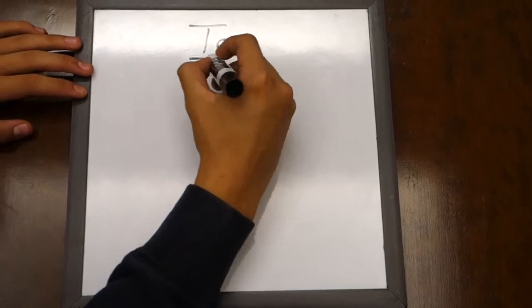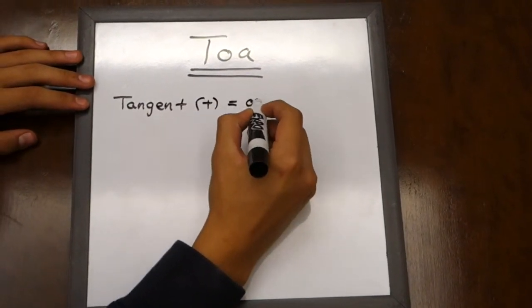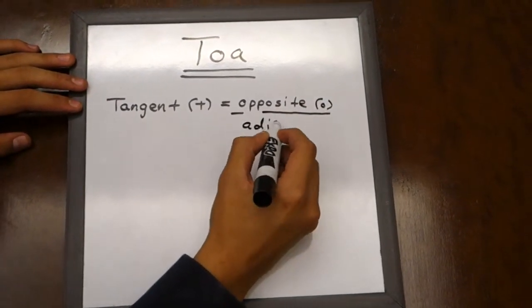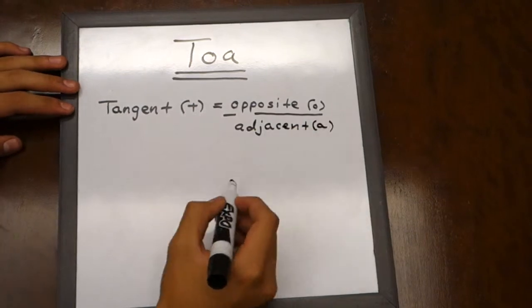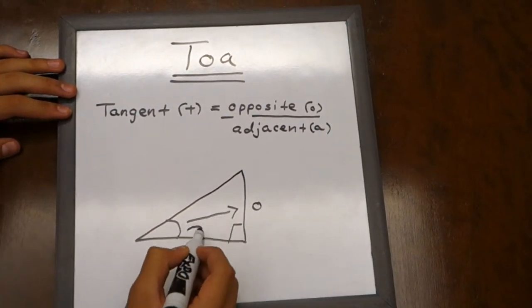The last one is TOA. The T stands for tangent, which is equal to O, the opposite, divided by A, the adjacent. In a right angle triangle, the O side is opposite to the angle, and the A is adjoining to it.